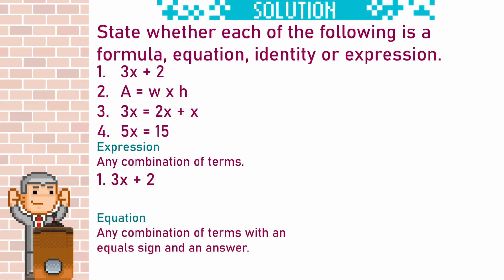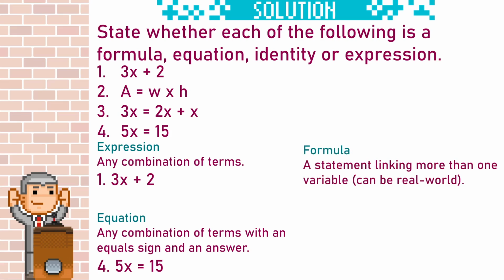Next we go on to an equation. Now an equation is any combination of terms with an equal sign and an answer. Now looking at that, there are 2, 3 and 4 with an equal sign, but only looking at it, 4 is the only one that has an answer. So with 4, it's 5 times x is 15, so x must be 3 for that, so that has an answer, so that is an equation.